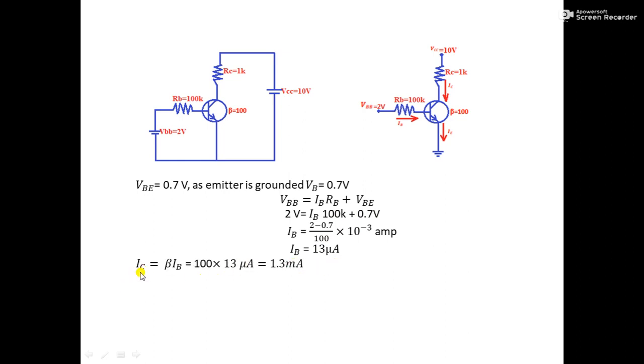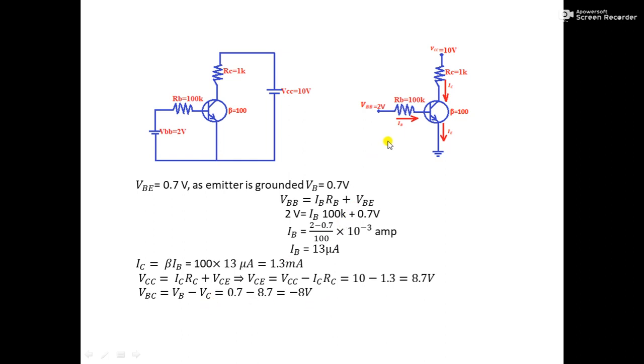Also we know IC is equal to beta IB, where beta is equal to 100. So 100 multiplied by 13 microampere gives 1.3 milliampere. So we get the values of IB and IC. Now from this circuit we can write this loop: VCC is equal to IC RC plus VCE. So VCE is equal to VCC minus IC RC, which is 10 minus 1.3, equal to 8.7 volt.